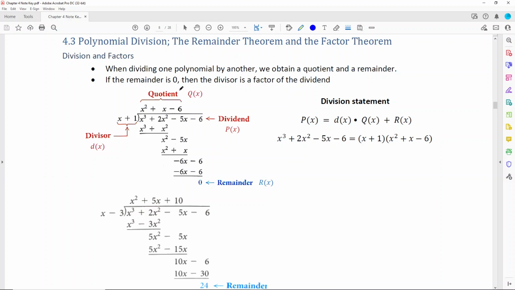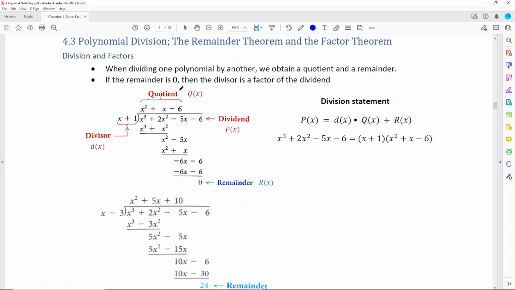Okay, so now that we have explored what makes something a polynomial function, and we've looked at graphs of polynomial functions based on their end behavior and their x-intercepts, now what we're going to move on to is finding the x-intercepts that we couldn't find by factoring.